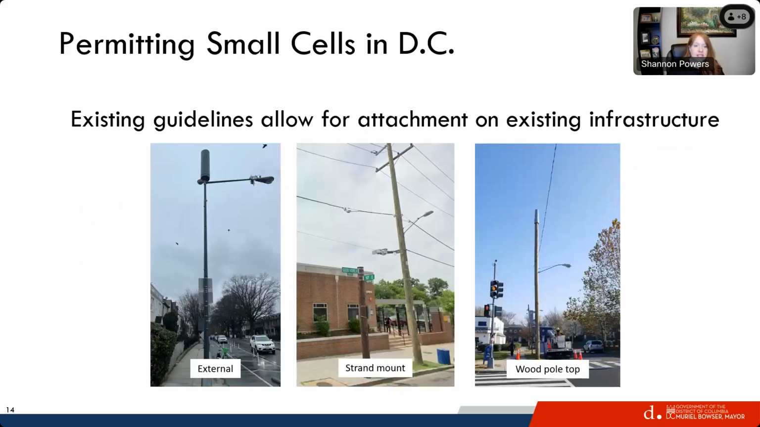Permitting small cells in DC, the existing guidelines allow for attachment on existing infrastructure, and we have photos of an external small cell, a strand mount, and a wood pole top.